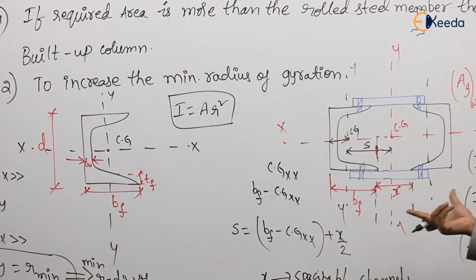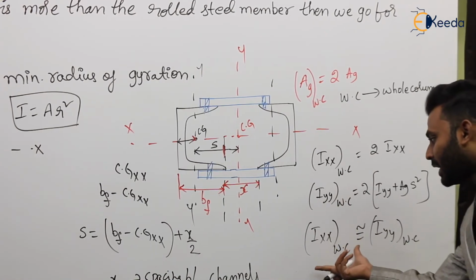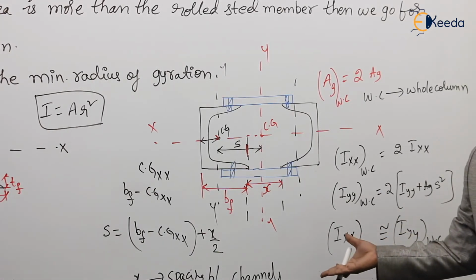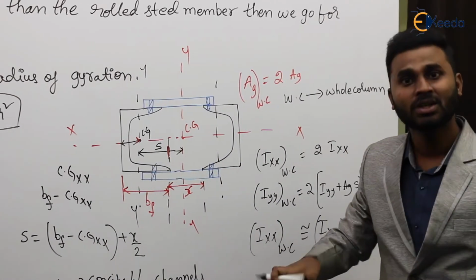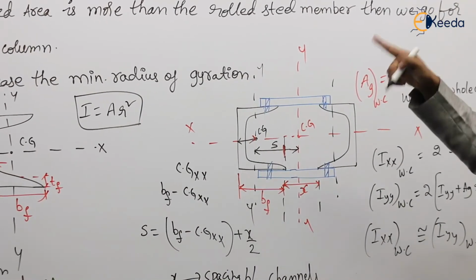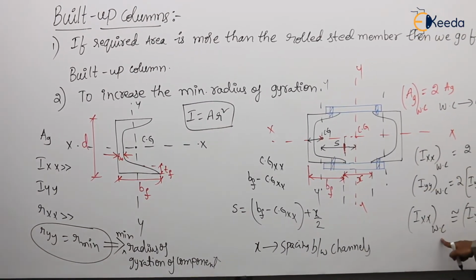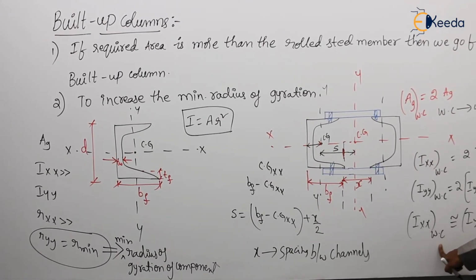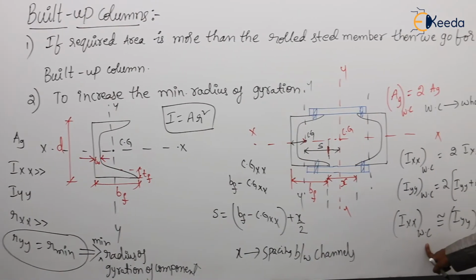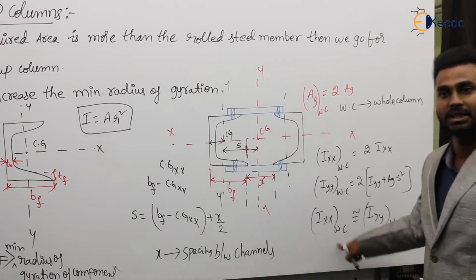So by providing some spacing and by providing a built-up column, we are increasing the minimum moment of inertia. Agree or not? We are making it equal to the maximum moment of inertia, so that the radius of gyration will also increase. As the radius of gyration increases, the slenderness ratio decreases, so buckling chances are less. That is the thing. So these are the two criteria for going for the built-up column. So this is the condition. This is how we increase the minimum radius of gyration: upon increasing the minimum moment of inertia, the minimum radius of gyration also increases. So this is the way.